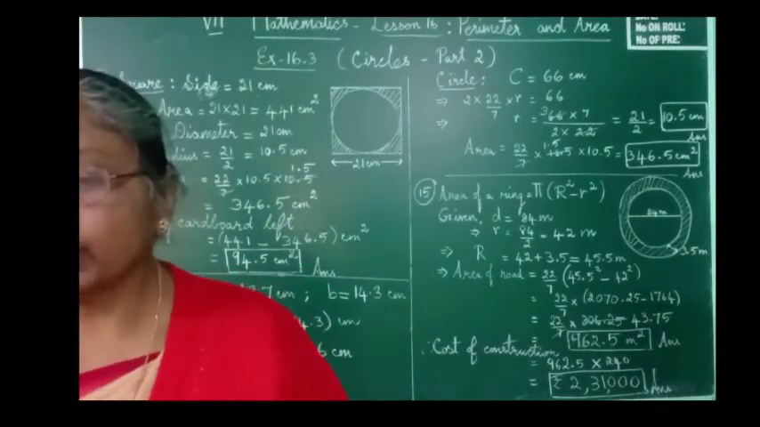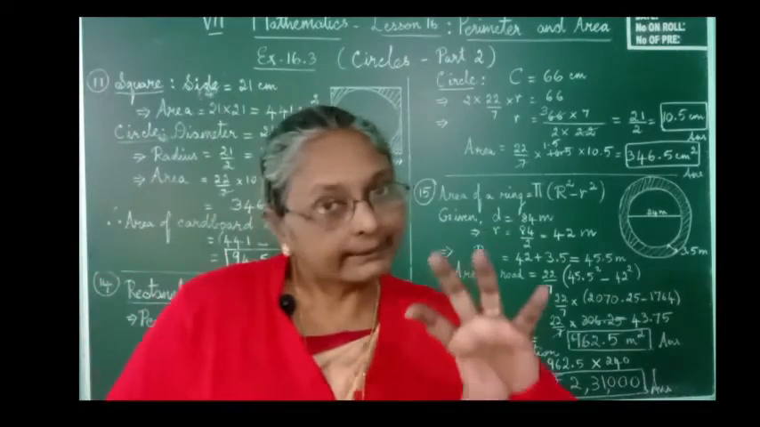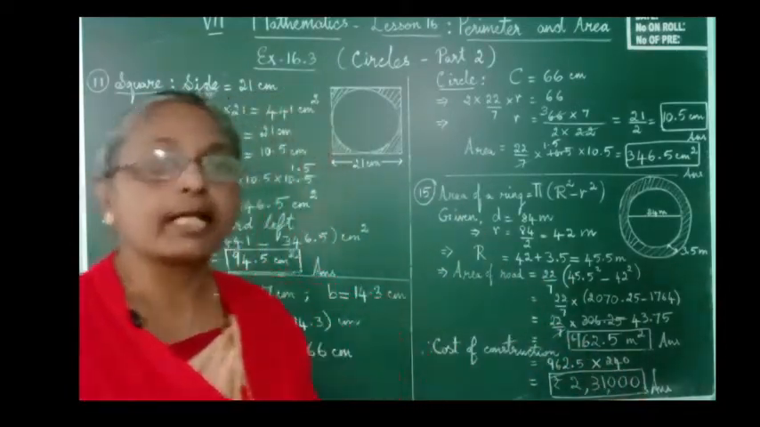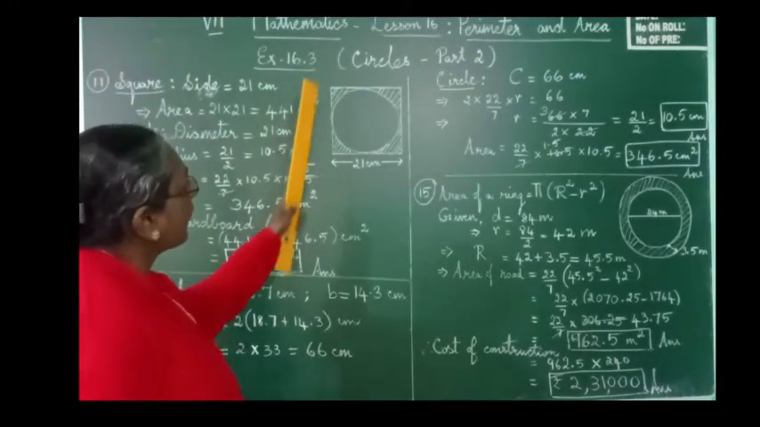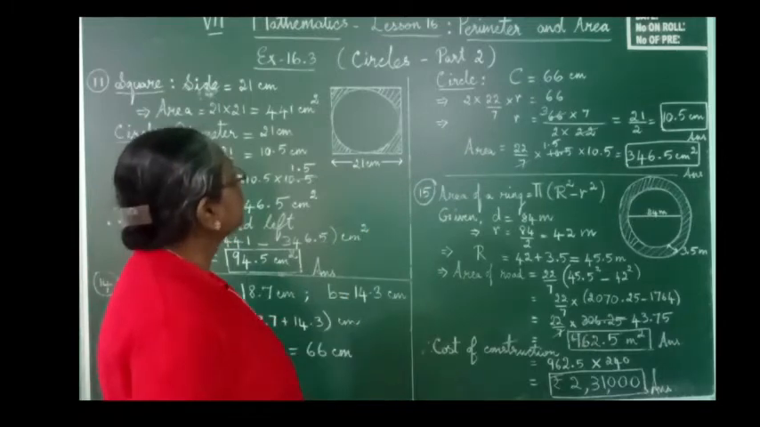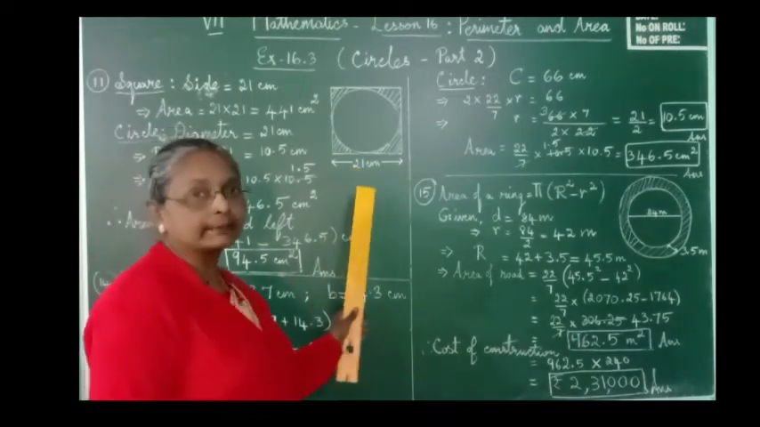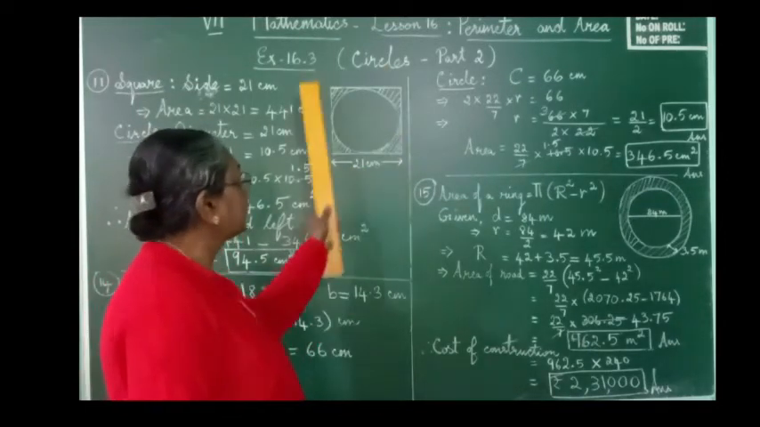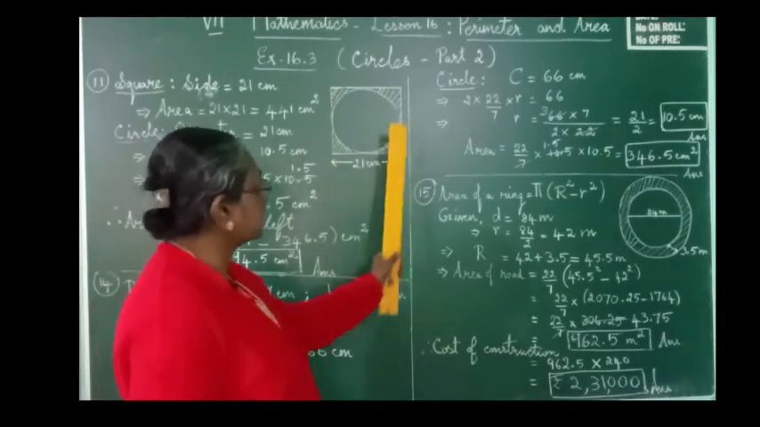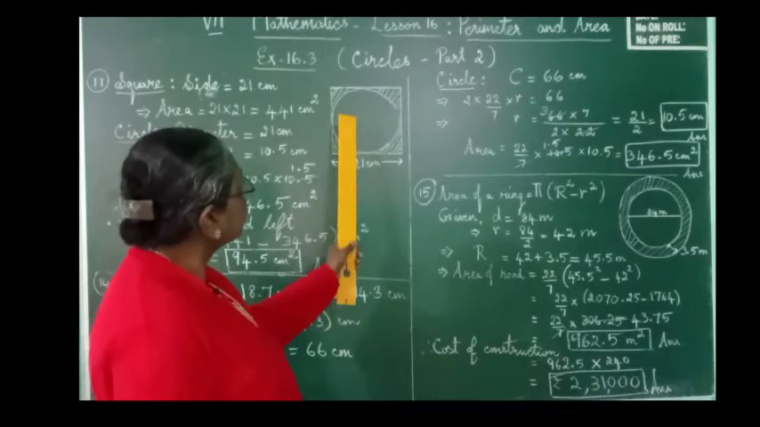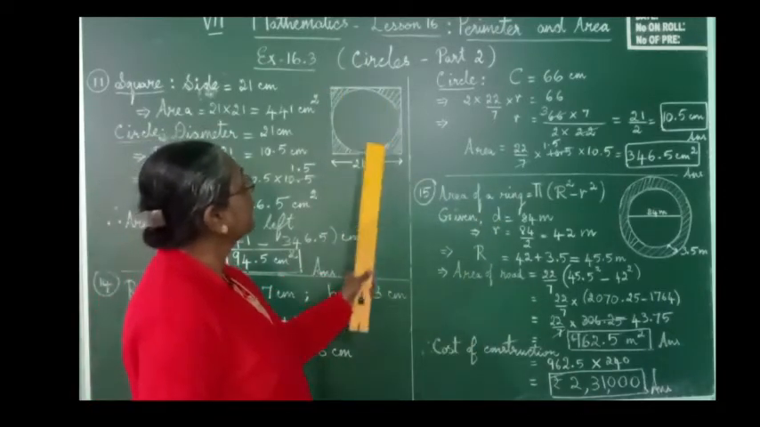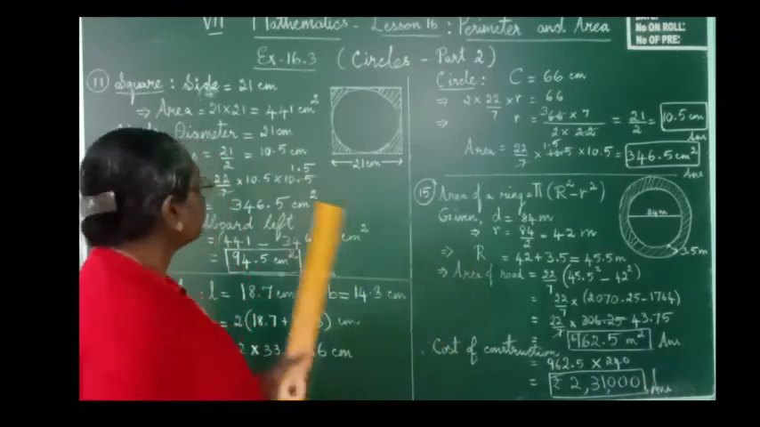Find the area of the cardboard left. If this circle is cut out, what will be the area of the cardboard left? That's what we are asked to find. So, we can take a square. It's given that the side is 21 centimeter. Length of its side is 21 centimeter and inside I have drawn a circle for you and it is told this circle is cut out. We are asked to find the area which is left.